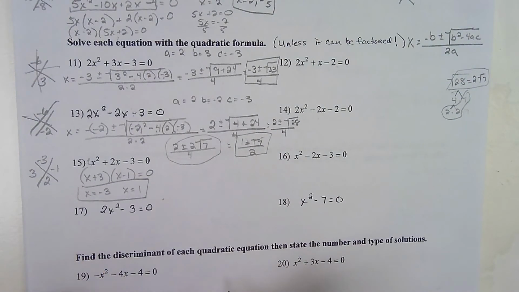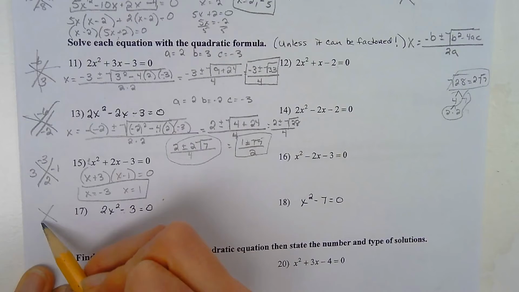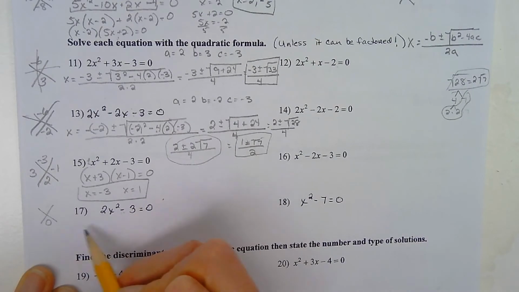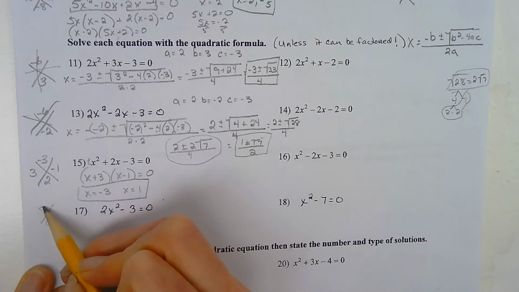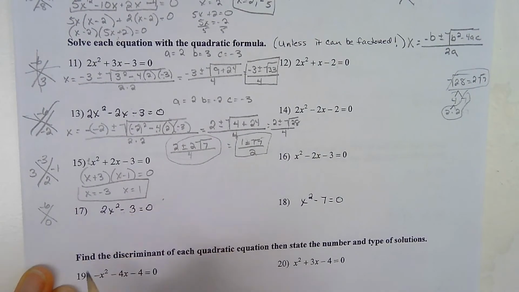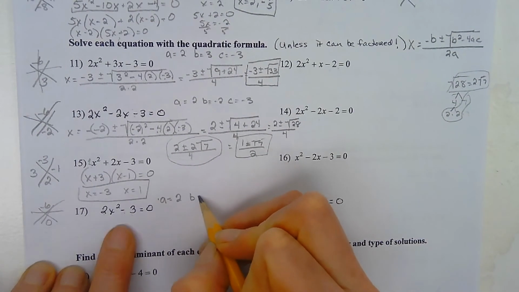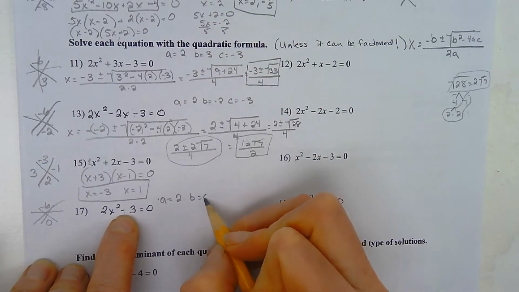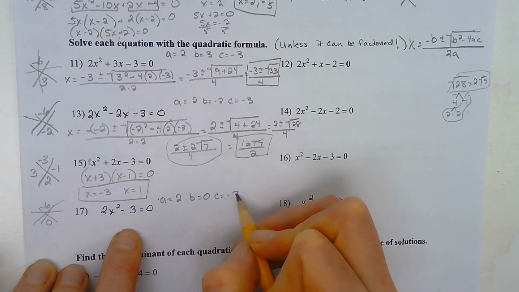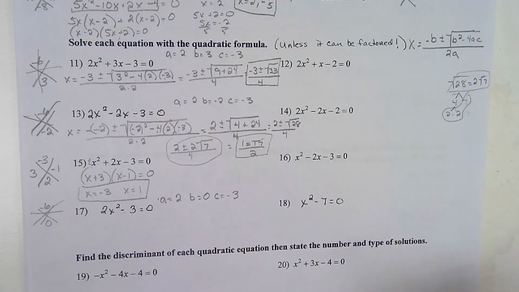Okay, number 17. We're missing a b term here, and so I can see if it's factorable. B will be 0, and a times c is negative 6. But there are not two numbers that multiply to be negative 6 but add to 0, so it's not solvable with the diamond. I'm going to have to use the quadratic equation. A is equal to 2, but there's no x term, so b is equal to 0, and c is equal to negative 3. So these are the values that I will put into the quadratic equation.